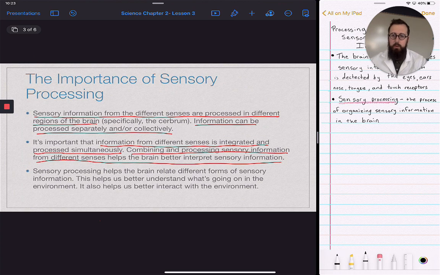So the sensory process helps the brain relate different forms of sensory information. This helps us better understand what's going on in the environment. It also helps us better interact with the environment. So that's what all this sensory processing means: you process what's being brought in so you can better interpret what's going on around you.